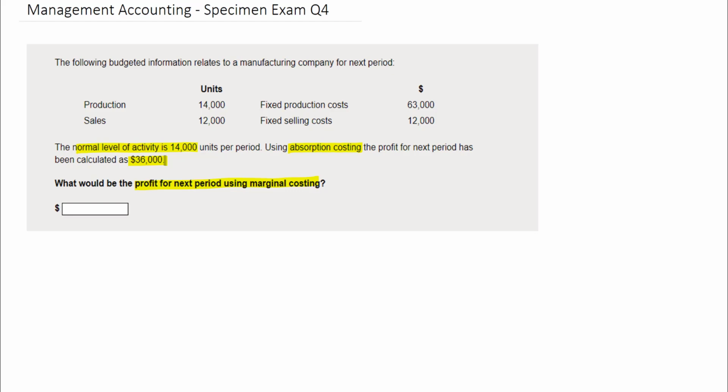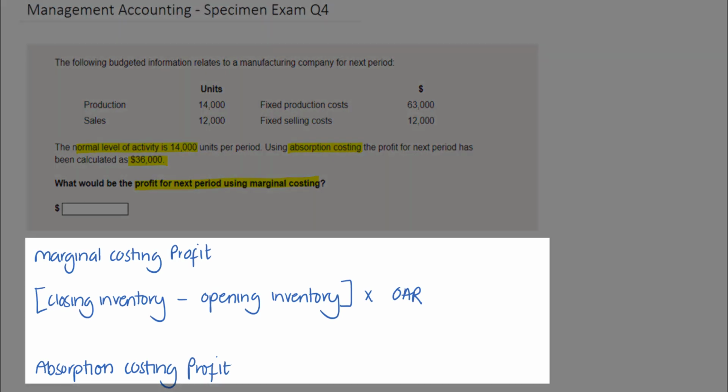You might recall from your studies that the only difference between marginal and absorption costing is the way in which the inventory is valued. Namely, that under absorption costing, inventory unit costs will always include fixed production overheads. Now, there is a formula that you can use to calculate the difference between marginal and absorption costing profit, and this is precisely the formula that we are going to use to help us answer this question.